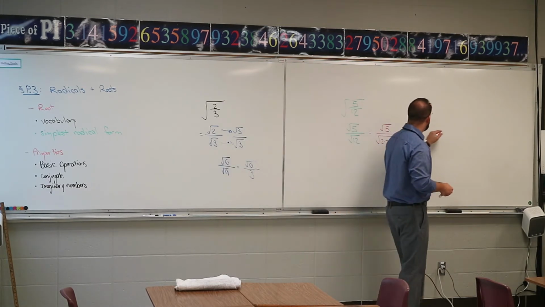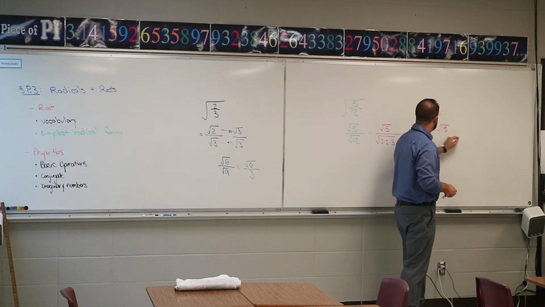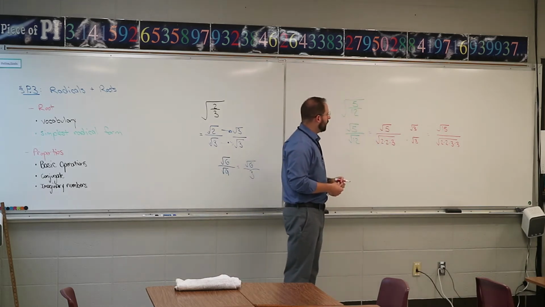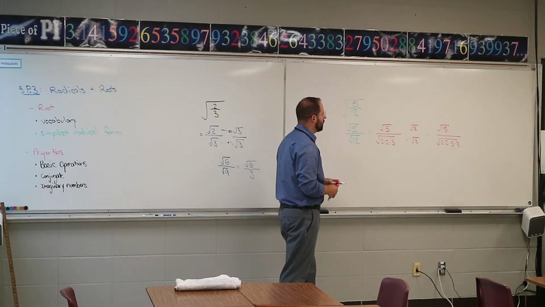So if I do this, the top is going to turn out to be 15. The bottom is going to have a couple 2s and a couple 3s now, because you just multiply straight across, and you can put them all into one. That's the proper rule. You can put them back into one radical.